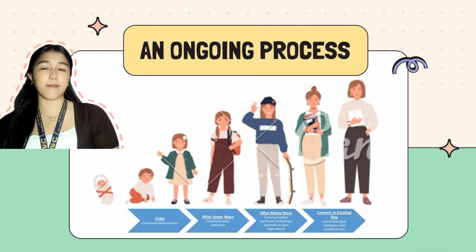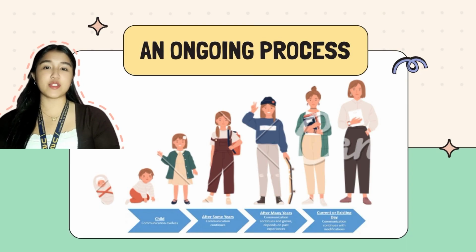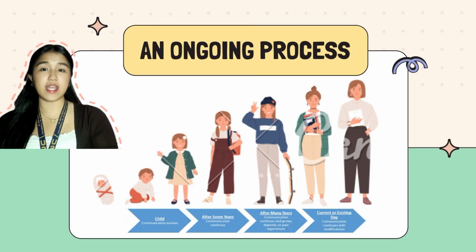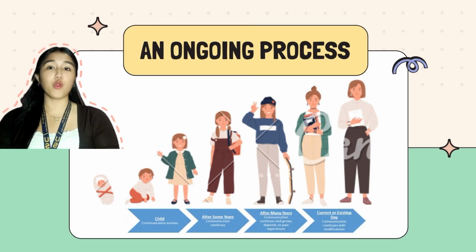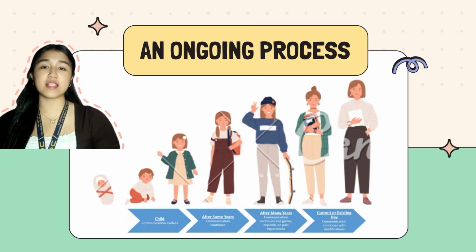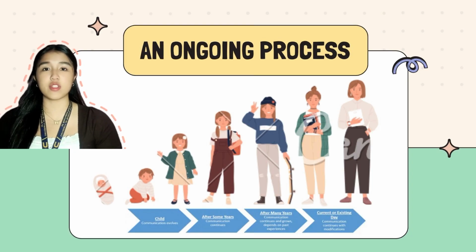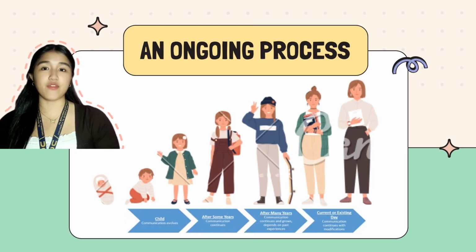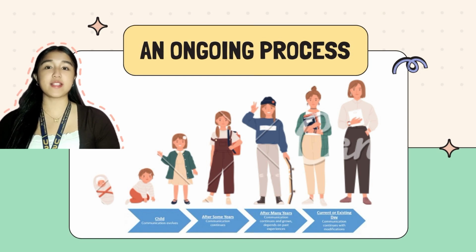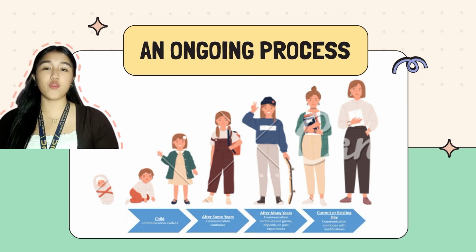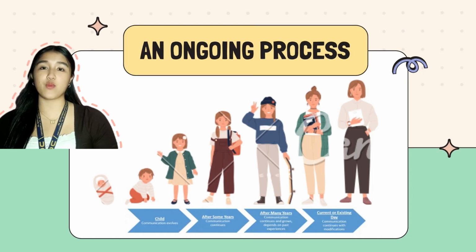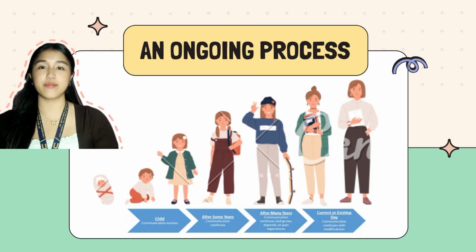Let me give you an example. Imagine a child learning to speak. At first, they might only know a few words like mama or dada, but as they grow, they learn more words, start forming sentences, and eventually they're able to express complex ideas and emotions. This is a perfect example of dynamic communication. The child's ability to communicate evolves over time, becoming more sophisticated with each new experience.